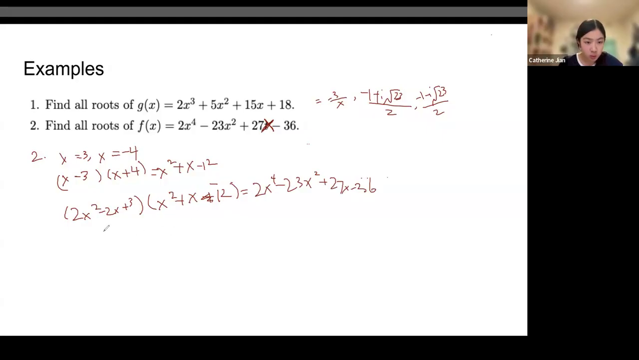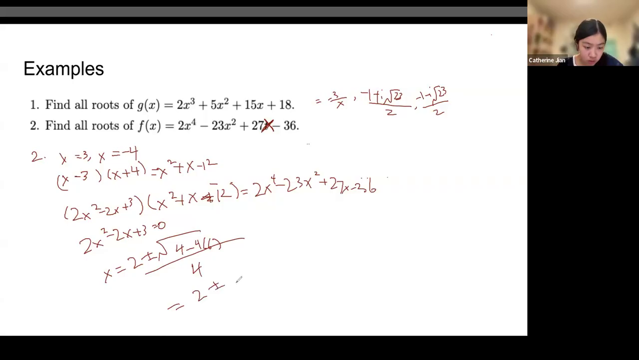And we want to set this part equal to 0, so 2x squared minus 2x plus 3 is equal to 0. Again, we can use the quadratic formula to get x is equal to negative b plus or minus the square root of b squared minus 4ac, so 4 times 6, all over 2a, which is 4. And then this is 2 plus or minus root negative 20 over 4. And then we have 1 plus or minus i root 5 over 2. So these are the other two solutions. I'll write down the four solutions here.